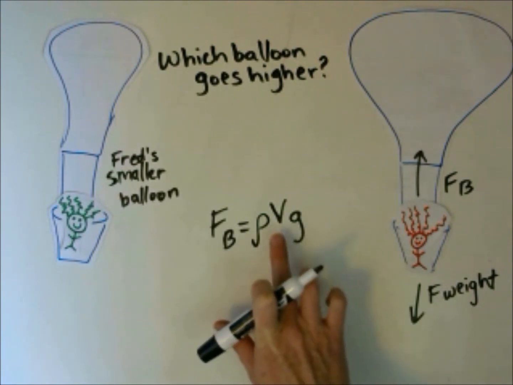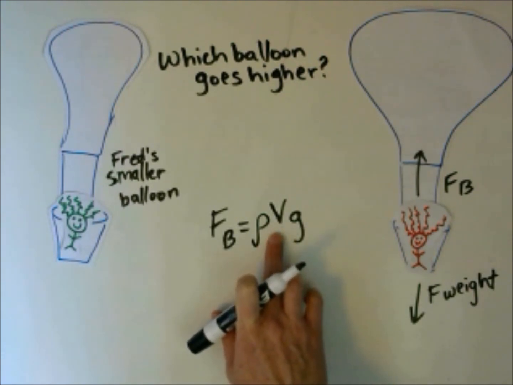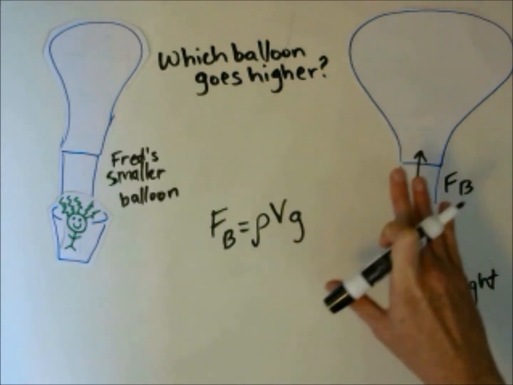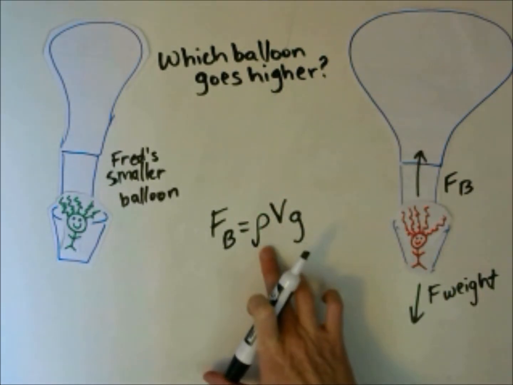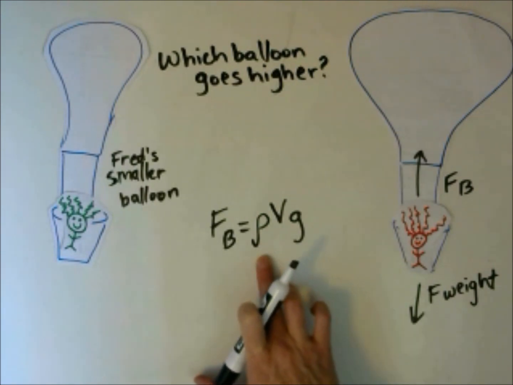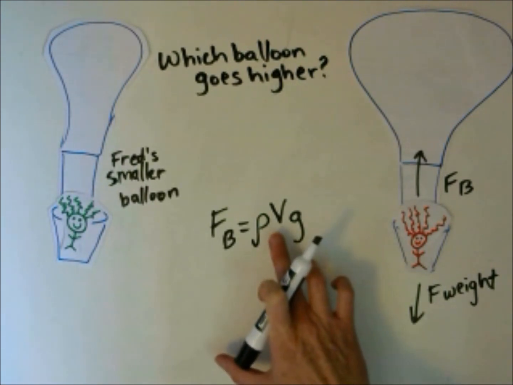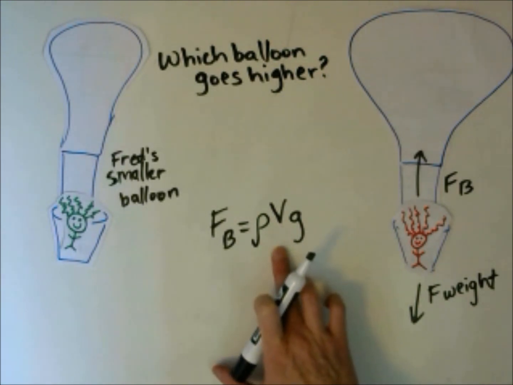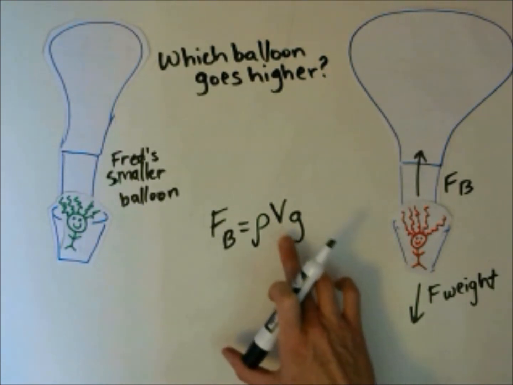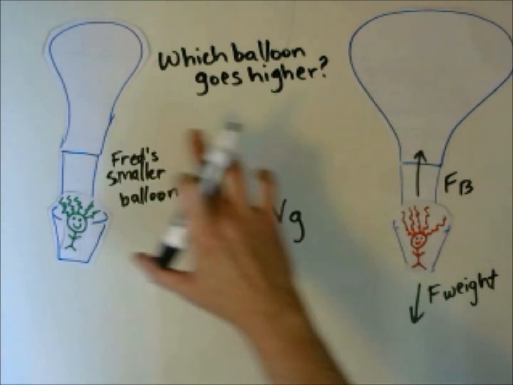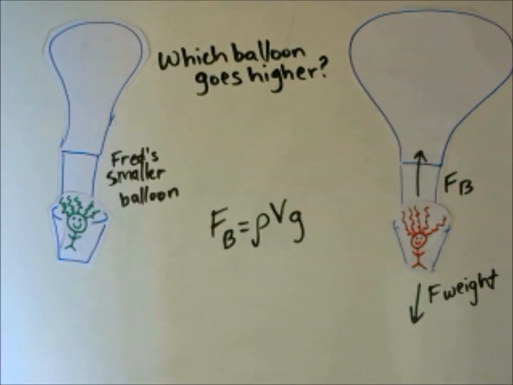What makes a bigger difference is the volume of displaced air. As you go up in altitude, the density of the air decreases. As the density goes down, the buoyant force goes down. But if you have a large enough volume, you can still go up in the air, and gravity will be the same for both of them. So the balloon with the larger volume of displaced air will go higher.